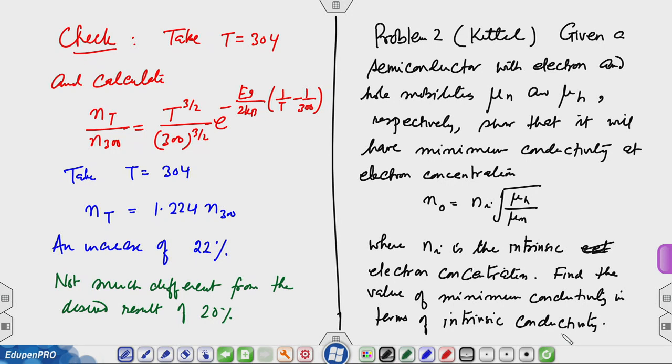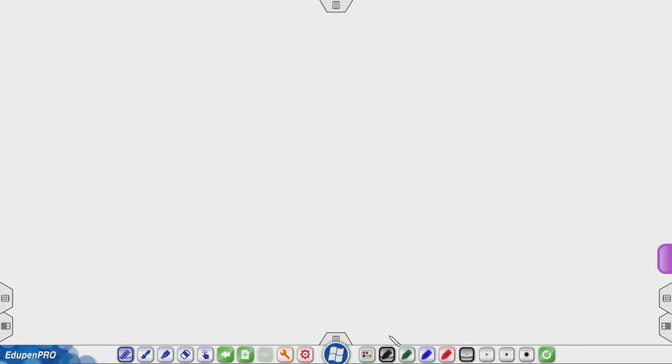Notice in this problem, we are talking about what electron concentration would give you minimum conductivity. That itself tells you that in semiconductors we have a control over varying the charge carrier density. So, I could calculate this and find out after that whether I should dope it with acceptors or donor atoms. Let us find the solution.